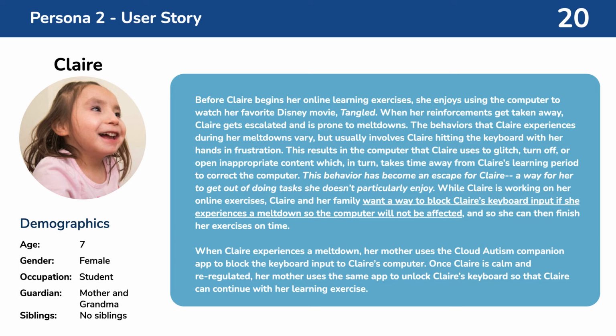And here is Claire's user story. Claire likes to use the keyboard to watch her favorite Disney movie, Tangled, as a reinforcement before her online learning exercises. When Claire gets her reinforcements taken away, Claire is escalated and is prone to meltdowns. Claire's behavior during meltdowns varies, but usually involves Claire hitting the keyboard with her hands. This will result in the computer that Claire uses to glitch, turn off, or open inappropriate content, which takes away time from Claire's learning period. Claire's mom is able to use the Cloud Autism Companion app to block keyboard input from Claire's computer. Once Claire is calm and re-regulated, her mom unlocks Claire's keyboard on the same app, so Claire can continue with her session.